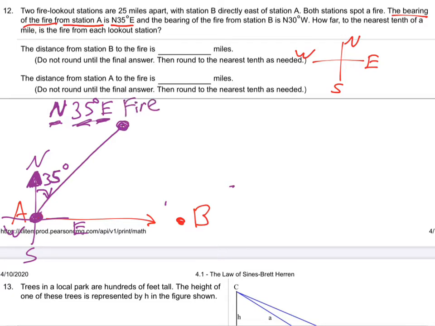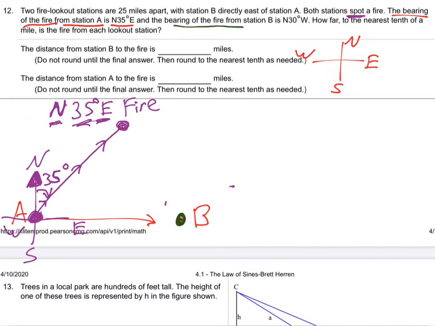All we know is when they're spotting the fire, the ranger, the lookout station right here at A, looks and sees the fire north 35 east. So they're looking in this direction and they're seeing the fire. Now, from B, fire station B is also looking and seeing the fire.